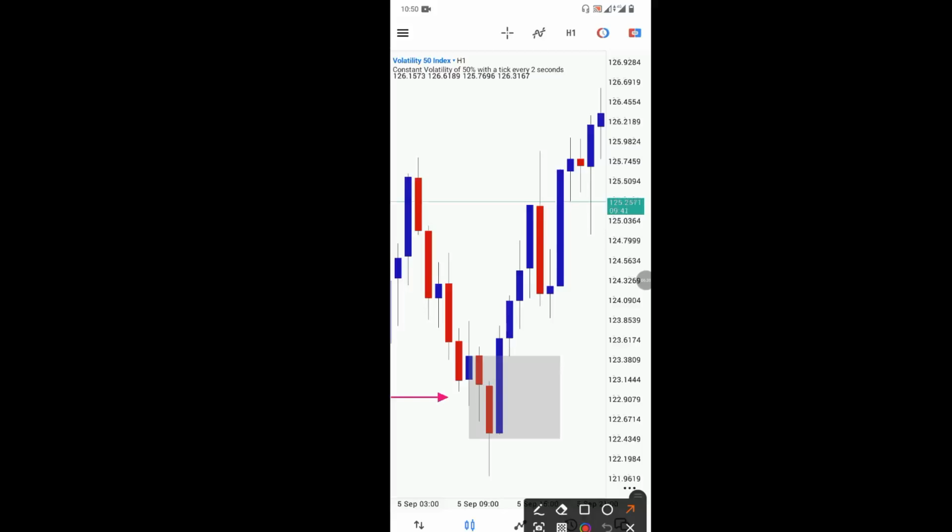And what do I mean by a change in state of delivery? The candle or series of candles that took out that previous day's low, in this case, can either be just one down close candle or a series of candles. In this case, this is a series of two down close candles. They are responsible for taking out that previous day's low.